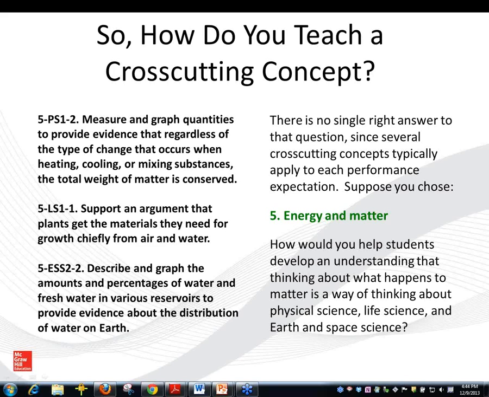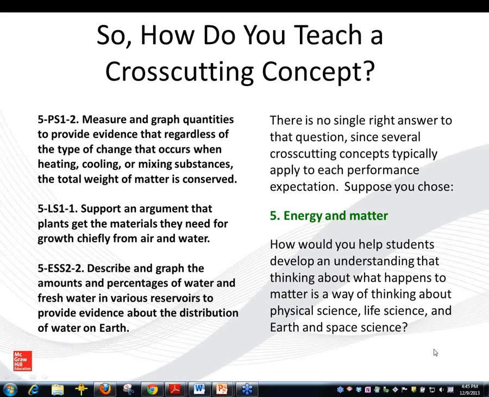As I hope I've illustrated before, some different cross-cutting concepts can unite these ideas. I picked energy and matter because in the first one, the physical science performance expectation, that's really all about conservation of matter. That no matter what changes matter undergoes, matter is neither destroyed nor created. Except, of course, for nuclear reactions, but this is the 5th grade.